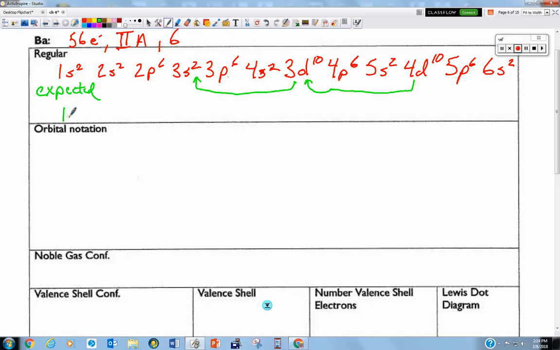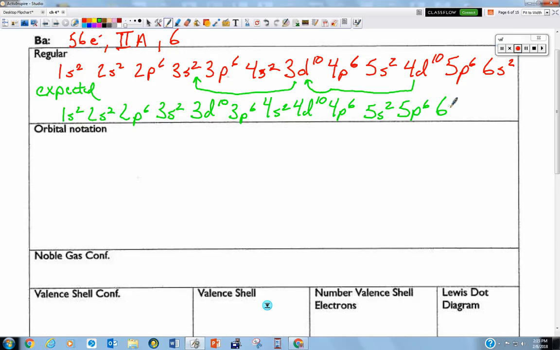You could rewrite it out so it looked like 1s2, 2s2, 2p6, 3s2, 3d10, 3p6, 4s2, 4d10, 4p6, 5s2, 5p6, 6s2. All right, orbital notation.